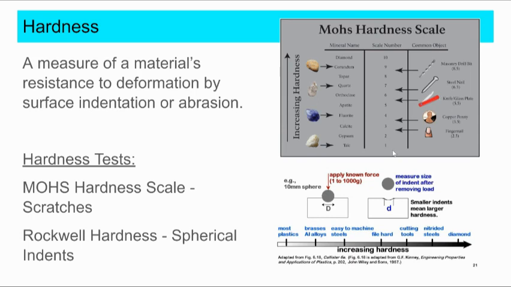Another hardness test that can be performed is the Rockwell hardness spherical indent test. And this is actually the test that we're going to be using in our material science class for the lab that we're about to do.